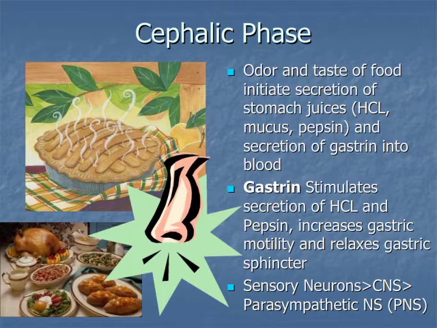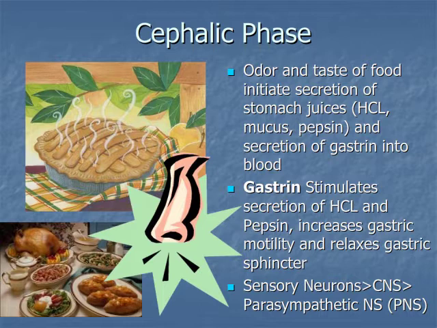And so if you're smelling food, if you're starting to taste food, it's going to cause salivation, it's going to cause increased gastric motility, and it's also going to cause secretion of gastrin. Gastrin is a hormone which is going to stimulate secretion of hydrochloric acid and also pepsin or pepsinogen, and it's also going to increase gastric motility. That is the muscular contraction of the stomach.